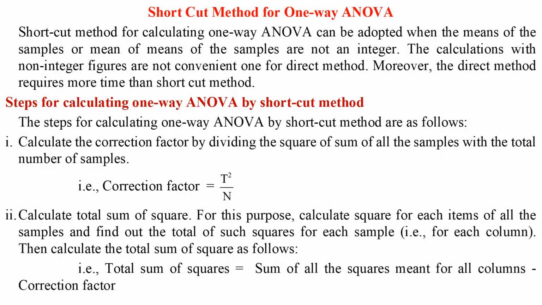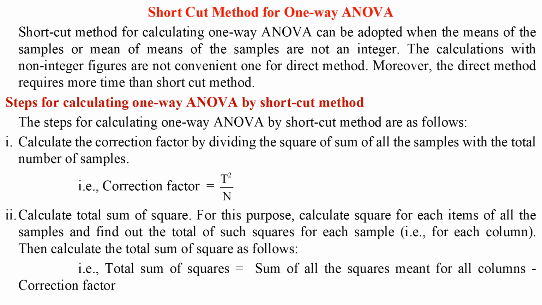Shortcut method for one-way ANOVA. The shortcut method for calculating one-way ANOVA can be adopted when the means of the samples or the mean of means of the samples are not an integer. Calculations with non-integer figures are not convenient for the direct method. Moreover, the direct method requires more time than the shortcut method.